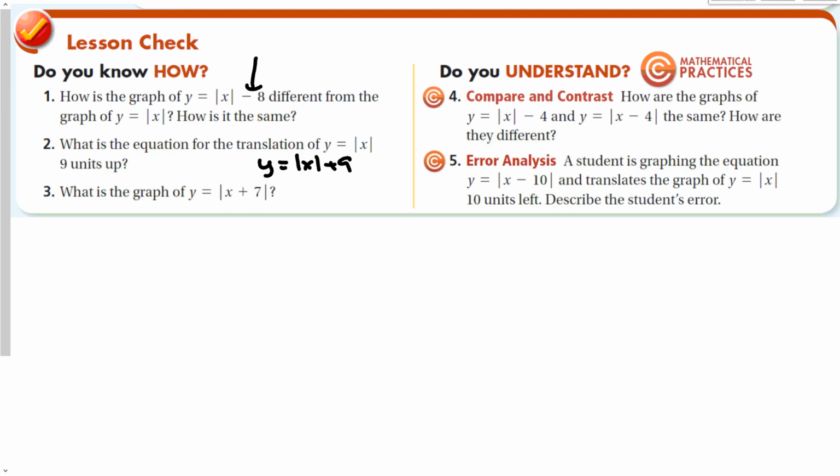A student is graphing the equation absolute value of x minus 10 and translates the graph 10 units to the left. Minus means translate it 10 units to the right, not the left. And that was 5-8, graphing absolute value functions.